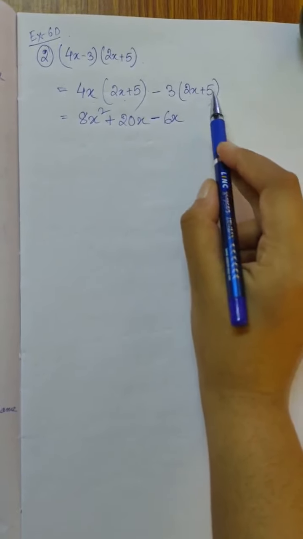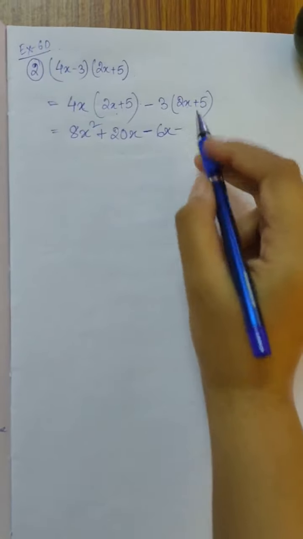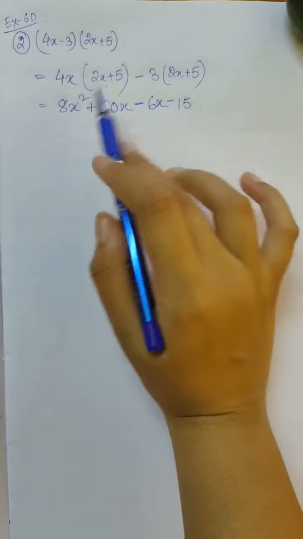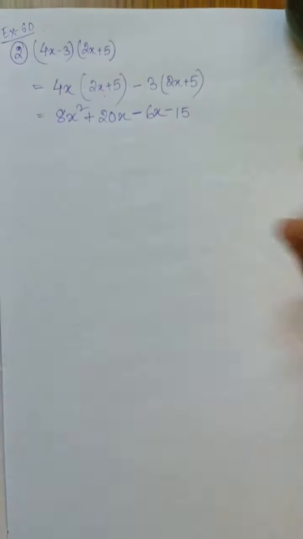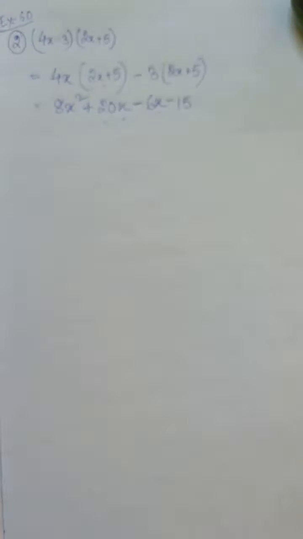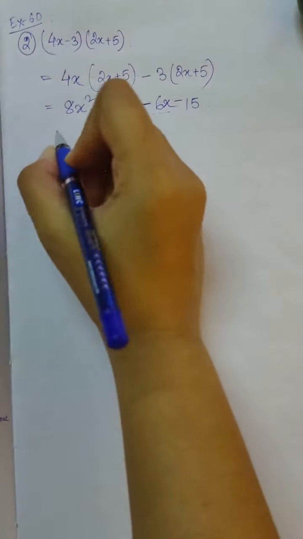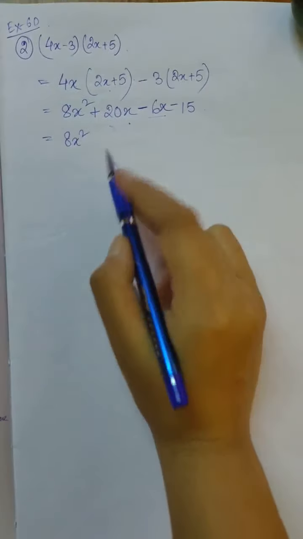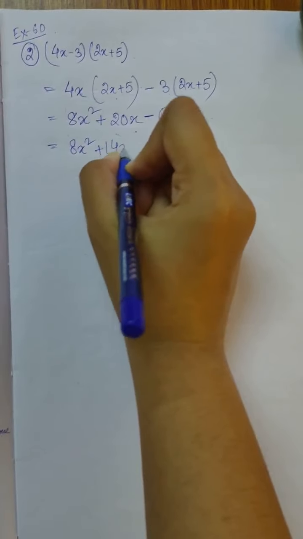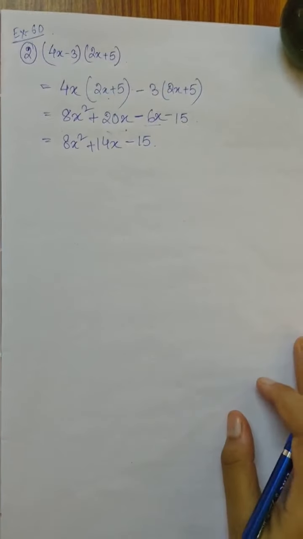Now next we have 5. 5 is positive again and 3 is negative. So minus plus again makes minus. 3 into 5 is 15. So now I am having an algebraic expression with these four terms. So now we will see whether there are any like terms or not. See, 20x and 6x both are having x as the variable term, so that means they are like terms. So 8x square will remain same, 20x and minus 6x gives us plus 14x, and then this will become minus 15. So this is the final answer.